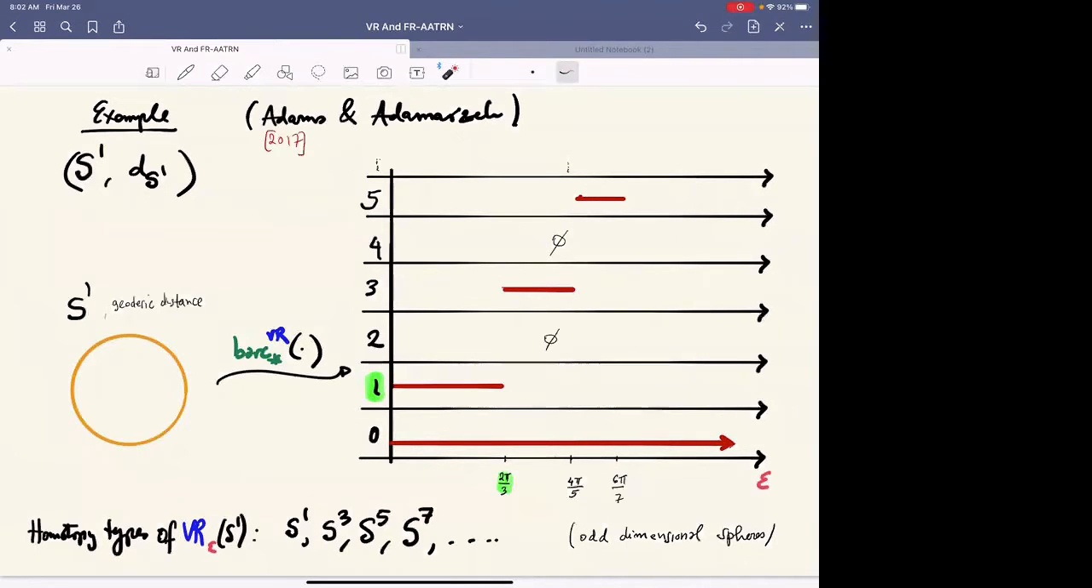has been used for many, many years, maybe 20, 30 years in computational topology. And it was only recently that a lot of effort by Adams and Adamaszek was put into characterizing the barcodes for the circle with geodesic distance. And what was also done was to notice that the successive homotopy types of the epsilon Vietoris-Rips complexes touch upon S1, S3, S5, S7, all odd dimensional spheres.